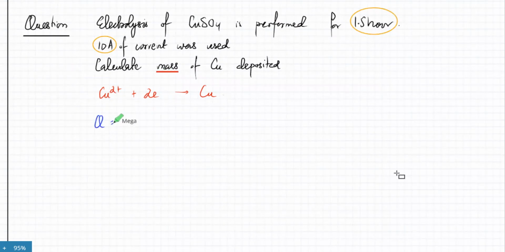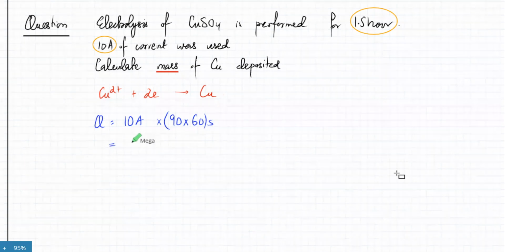Q is equal to IT, so the current is 10 amperes, and it's being done for 1.5 hours. That's 90 minutes, and every minute has 60 seconds. So it's 10 amperes times 90 times 60 seconds. Now, can anyone perform the calculation? Tell me what Q is. What is the total charge that's passing through the circuit?